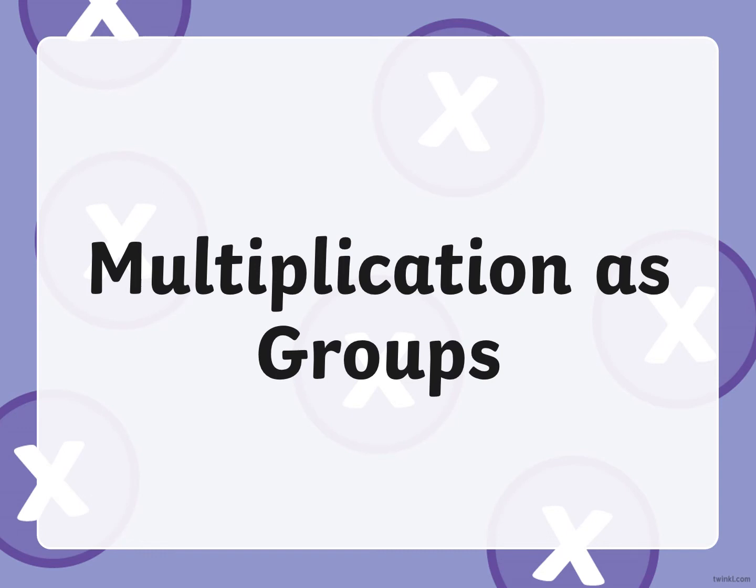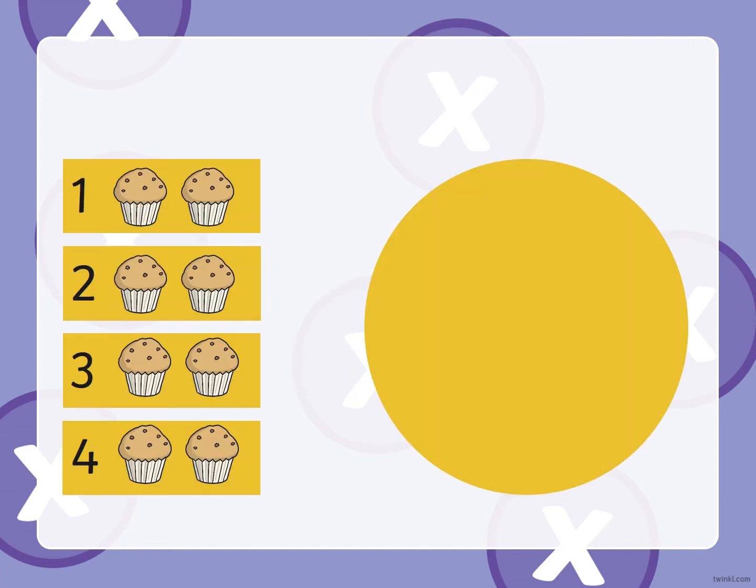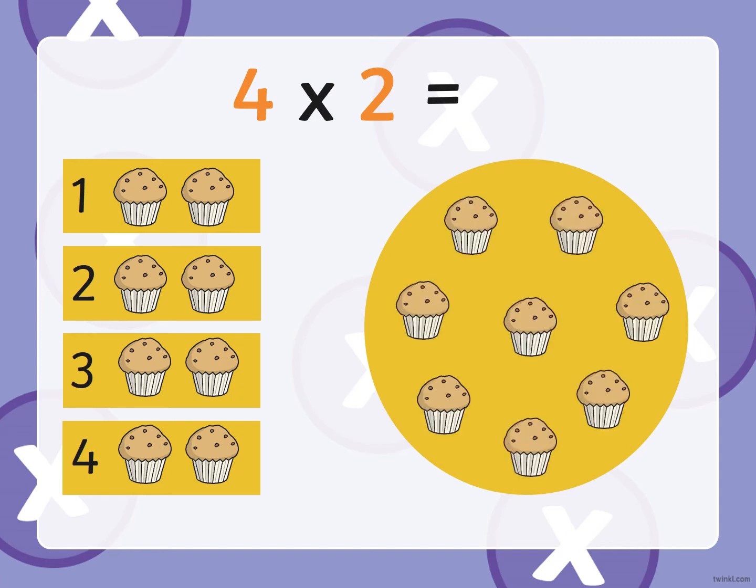We can also look at multiplication as groups. Multiplication as groups, let's have a wee look at a few slides that talk a bit more about it. Okay, very simply here, we've got some muffins. We're going to say 4 times 2 because we have 4 groups, each with 2 muffins or cupcakes in them. 4 times 2, if we put those together into one large group, what do we get? We get 8. Okay, so 4 times 2 is 8.